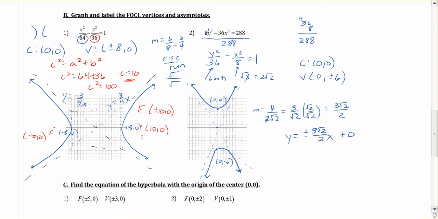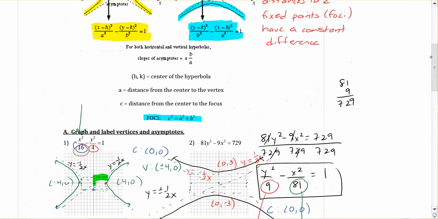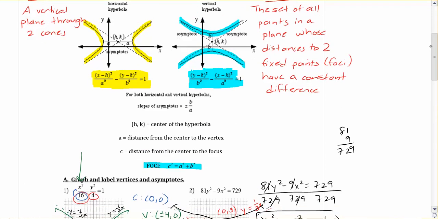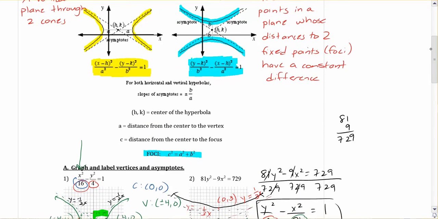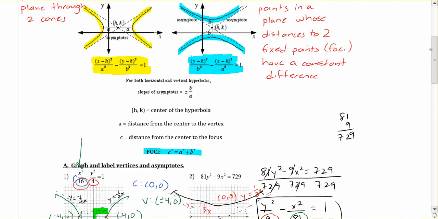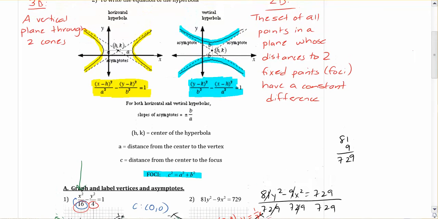The last thing I need to do is find my foci. My foci I get by doing a squared plus b squared. And again, let me just go back to the original equations. Your a squared and b squared are going to be what's underneath the x and the y coordinates. A squared's underneath the x and b squared's underneath the y. This is actually not the way we teach it. We teach it where this is going to be a squared no matter what, and this is b squared. Okay, so let me cross that out now that I look at that.